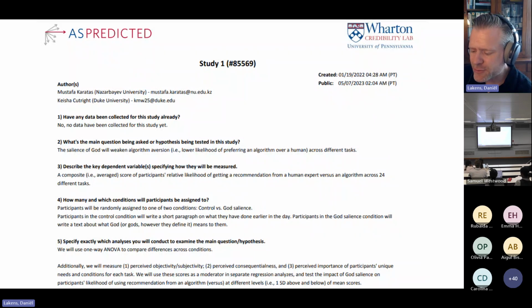What is the analysis? We will use a one-way ANOVA to compare differences across conditions. There's a little bit more, but in essence, this pre-registration is so vague that it still allows for a lot of flexibility. Should we trust this study more because it's been pre-registered? Well, if it's this vaguely pre-registered, maybe not. In any case, there's something very weird going on where we have 8 studies that show something and then we still can't replicate it. So pre-registration is not a cure for replicability.